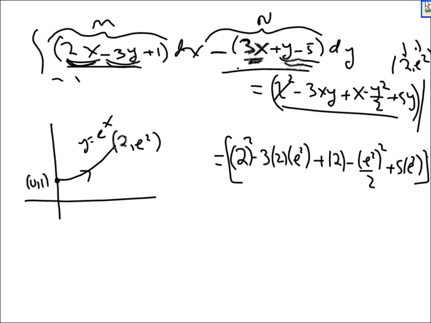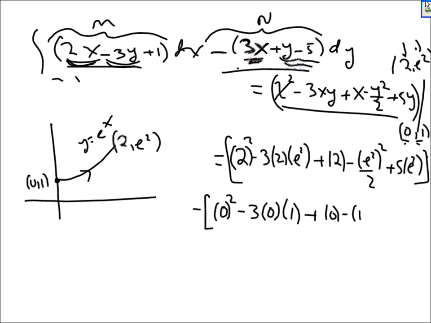Minus, now you plug in the lower limit, minus x squared minus 3 times x times y, where x is 0, y is 1, plus x minus y squared over 2 plus 5 times 1. This is arithmetic. Work it out. And you'll get an answer.